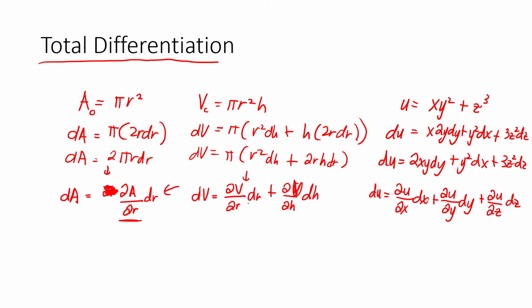Okay? So, this is the concept of total differentiation, which can be solved through partial differentiation. So, if we try to solve it through partial differentiation, this will be dA is equal to, put dr first. So, what is the partial differential of A with respect to r? That will be pi times 2r. So, you'll actually get the same differential. It's just that the process involves partial differentiation.